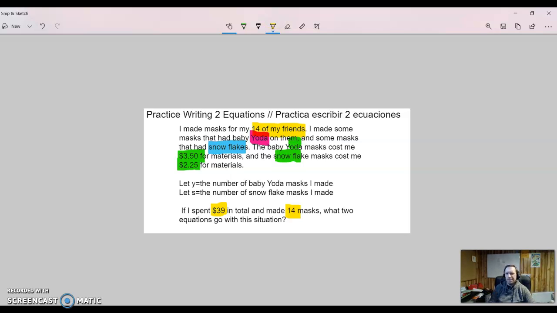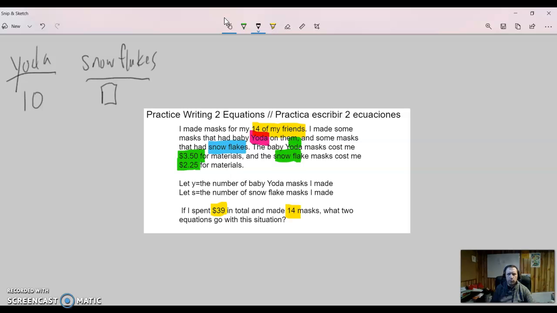If you're still like, I read it, it still doesn't make sense to me, then let's guess. All right, I have Yoda and I have snowflakes. I'm going to just guess how many I made of each. Let's say I made 10 Yoda masks. If I made 10 Yoda masks, how do I figure out how many snowflake masks I made? If Yoda's 10, snowflakes are what? How can I figure this out?